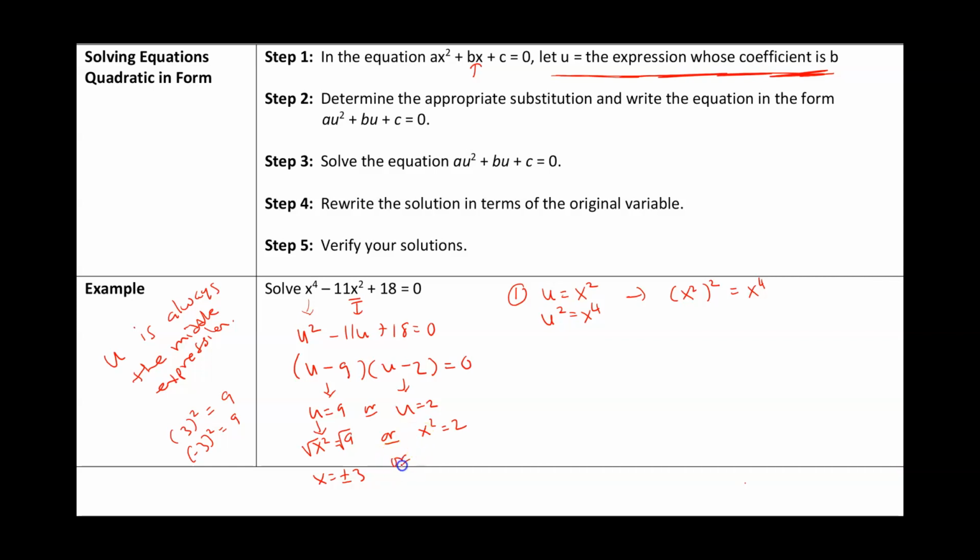Or, if we square root both sides, then we're going to get x equals plus or minus, anytime you square root a variable, you get that plus or minus radical 2. So our solutions are going to be plus or minus 3 and plus or minus radical 2. We get 4 solutions because we have a degree 4 equation.